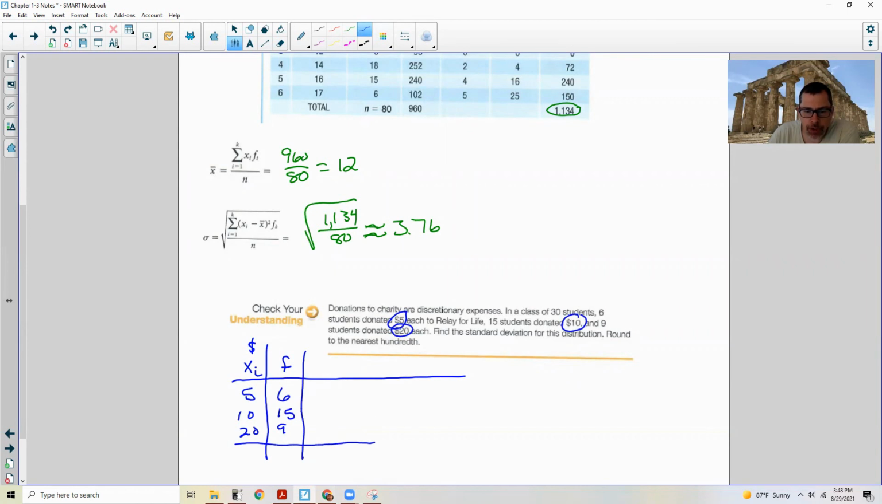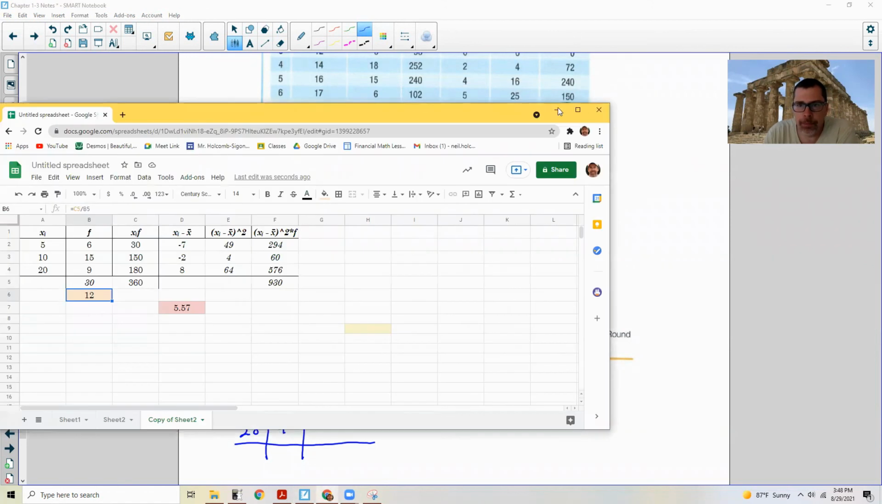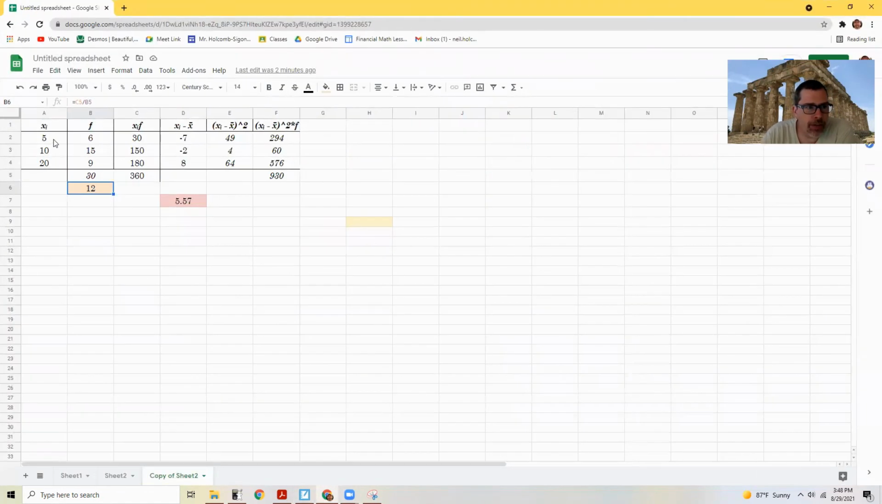And we're just going to keep going, but I did it in the spreadsheets to save time. So let me bring that over here. Okay, so there's the $5, $10, $20, 6 students, $5, 15 students, $10, 9 students, 20. I took x sub i, which is the dollar amount, times the frequency. That gave me $30. So if 6 people donate $5 each, that's $30, $150, $180, totaling $360. Divided by 30, which is the number of students, and my average is 12. Okay, so there's my mean, x bar.